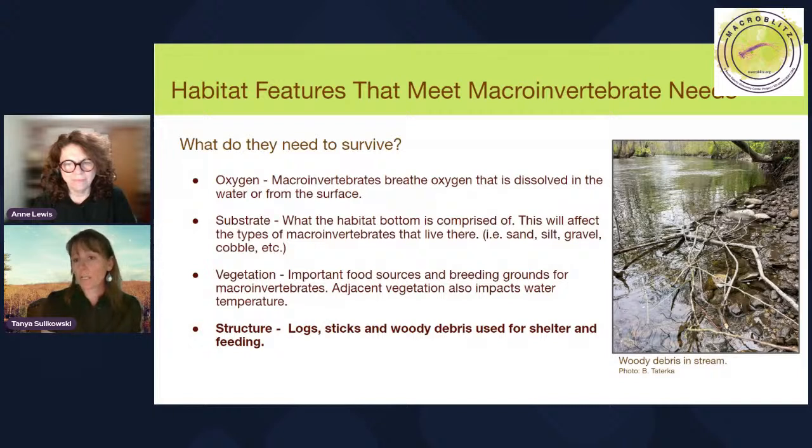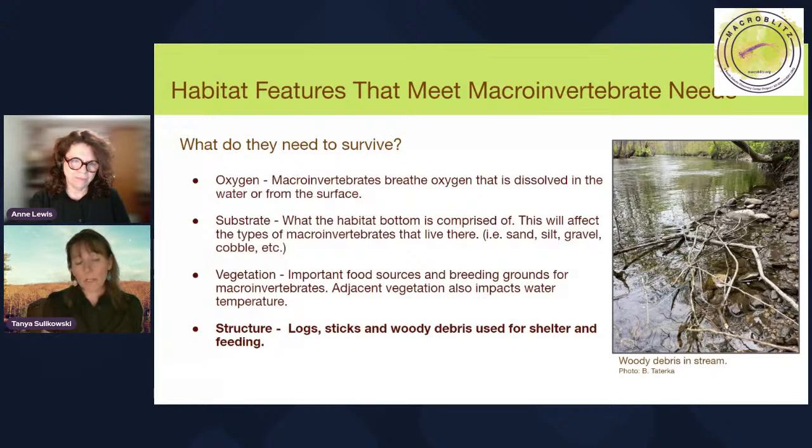And here in the stream, you can see there's some trees along the shoreline here. As branches fall into the water and start to decompose, that creates a really complex microhabitat structure for microorganisms. And it provides lots of little nooks and crannies for them to hide in. It provides a place for algae to grow that they might feed on. And so those are important features to consider.